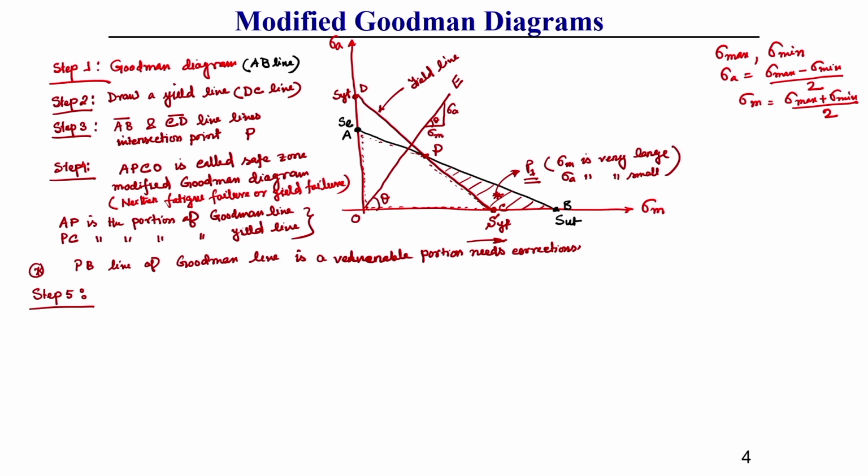Now, once we go for solving a problem or designing a component, from step 5 onwards we need to follow. First of all we need to draw a load line, OE. This OE makes an angle theta with the horizontal axis such that tan theta is equal to sigma A by sigma m, that means amplitude by mean stress.